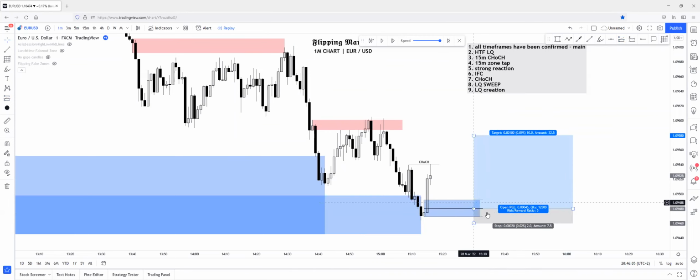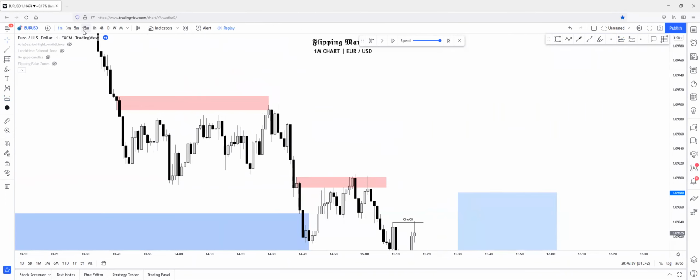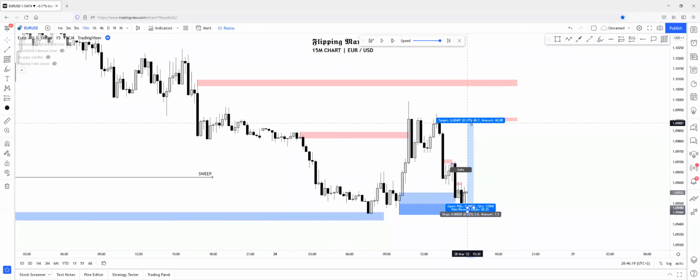50% entry, 2 pip stop loss, deleting this. And what could be your next target point? Asking you, what could be the next target point? Exactly, the less recent unmitigated 50-minute zone, which is this one in this case, right?